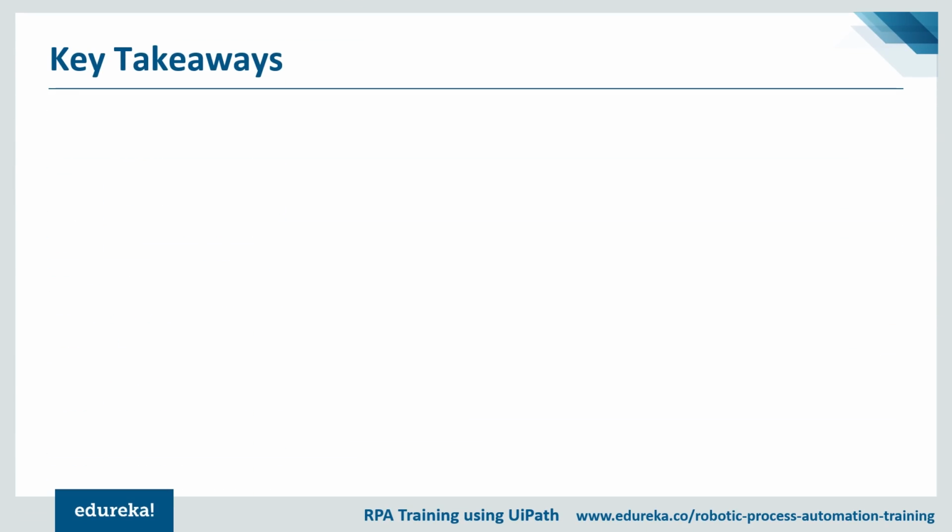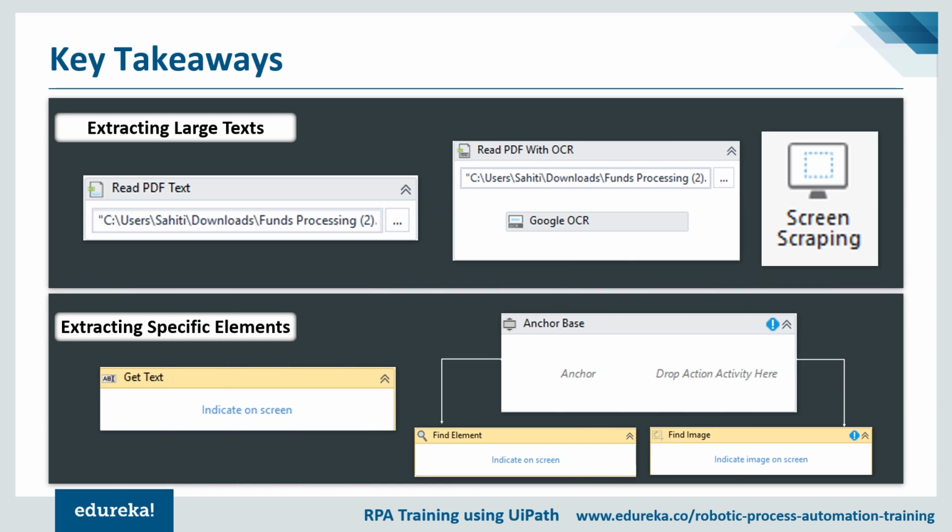Now, before I end the session, let me quickly brief you on all the activities that you've learned. To extract data from PDFs, there are mainly two types of activities, that is extracting large text and extracting specific elements. In extracting large text, there are mainly three activities, or you can say two activities and one scraping wizard. That is the read PDF text activity, mainly used to extract text from the PDFs, and the read PDF with OCR activity, through which you can also extract the images in PDFs.